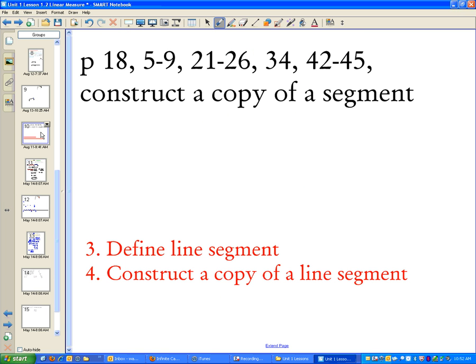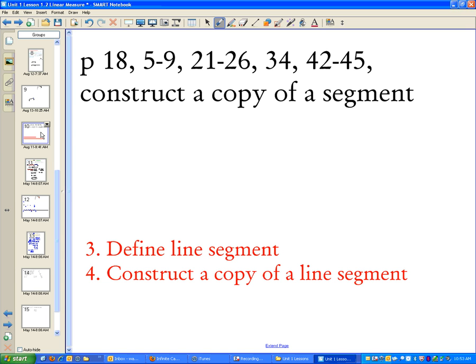Here's your assignment. On page 18, 5 through 9, which I think we've already done. 21 through 26, we've done 26. 34, we did that one together. 42 through 45, we did 42 together. And construct a copy of a segment. So just when you're done with all this, just put your own segment on your paper and then construct a copy of it. Just for practice in the construction.